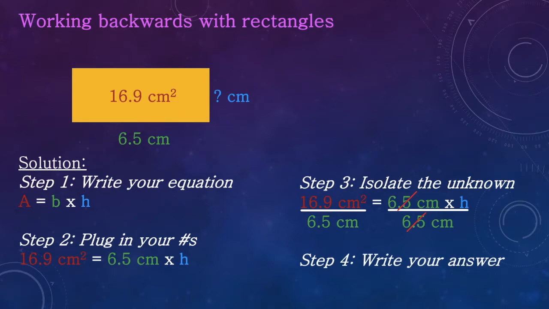All right, and all you have to do for step 4 is actually write your answer, because here all you have left is H, right? We isolated, that was the whole point of step 3. And now you take these two numbers and divide. So simply put, your answer is 2.6 centimeters is equal to your height. Okay, so please, if you have to, re-watch this section, especially when we get to step 3, so you understand what you have to do. All right, let's move on to working backwards with triangles.